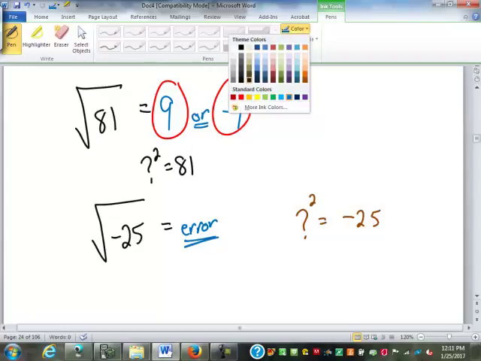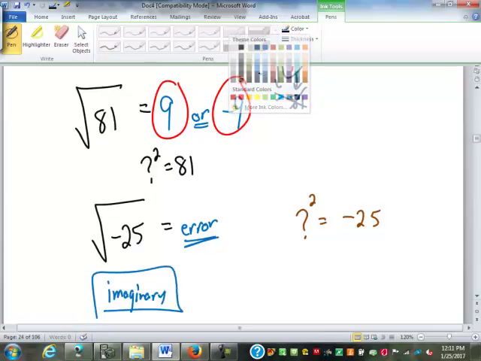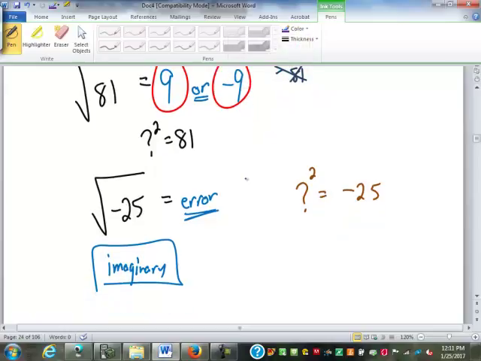Now, if you were to go on into a college algebra class, they would define something called imaginary numbers that allow you to take the square root of a negative. We're not going to get into that in here. For our purposes, negatives do not have a square root.